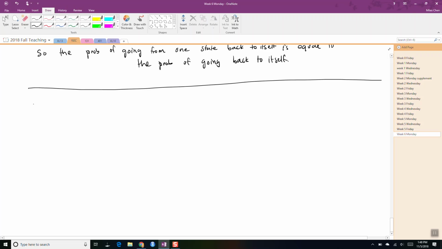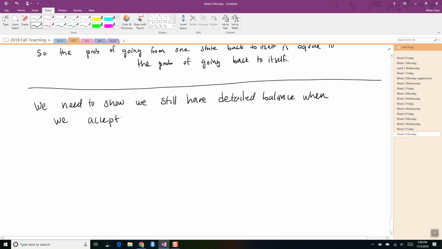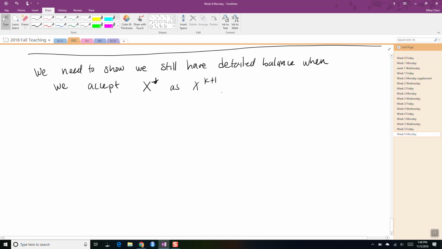Okay, so what we need to show is that we still have detailed balance when we accept x star as xk plus 1. Okay, so when the next value we get is that, we have to show this.